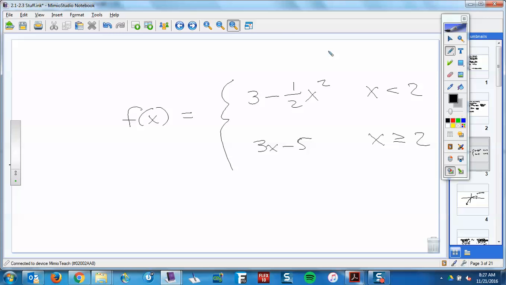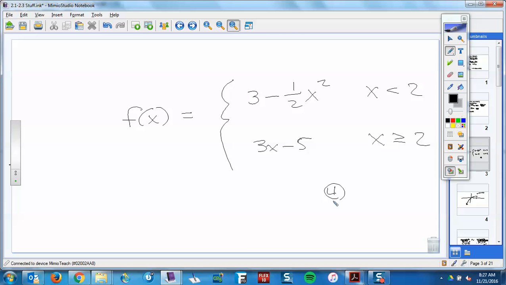You just plug in a 3. But now the question is, where do you plug the 3? It's got to be the bottom one, right? Because it says when x is greater than or equal to 2. So when x is 3, we'd be on this part of the graph. So we just plug in a 3. 9 minus 5 is 4. So the limit would be 4, right?